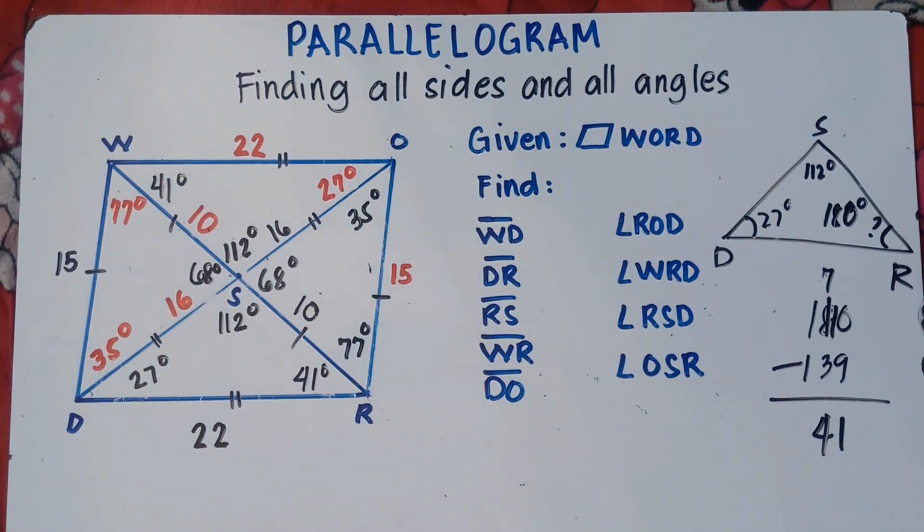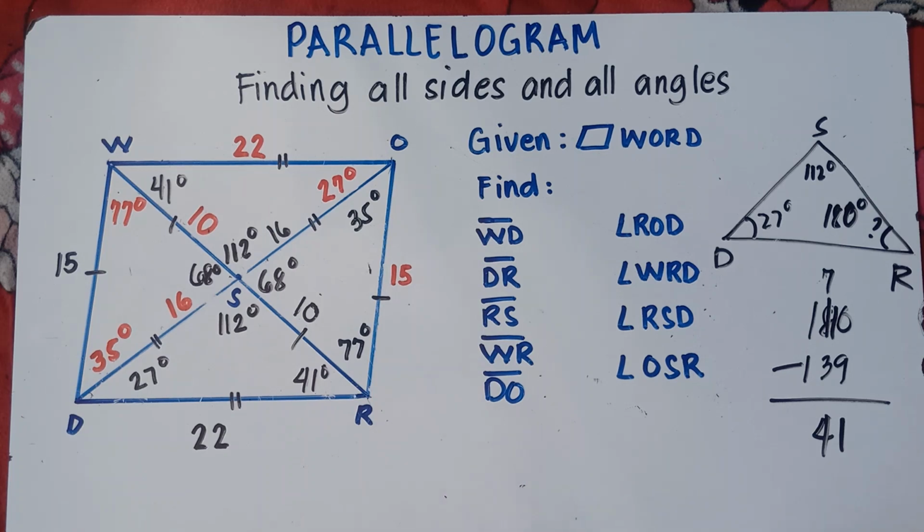That's it, class. All set for this one. Finding all sides and all angles. Quite tricky, but I'm sure if you understand it, class, this will be very easy for you. Vertical angles, straight angles, and the sum of interior angles of a triangle should be 180 degrees.